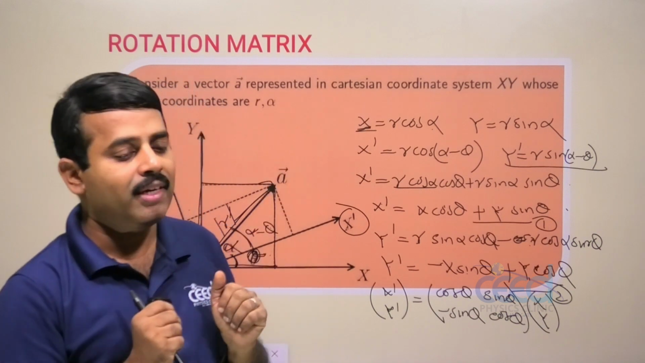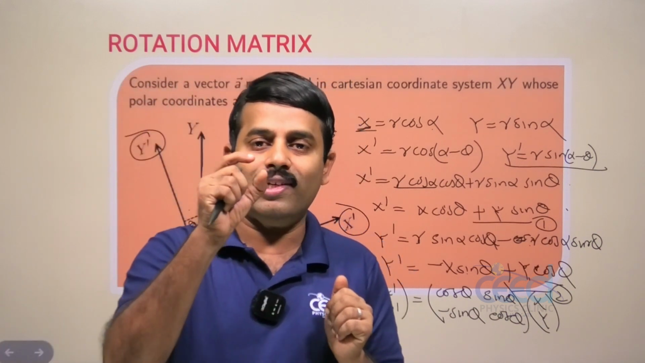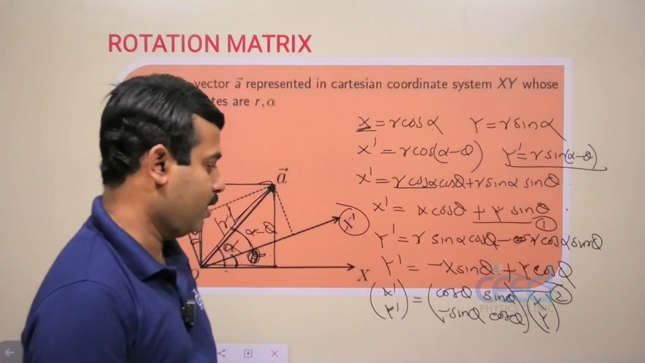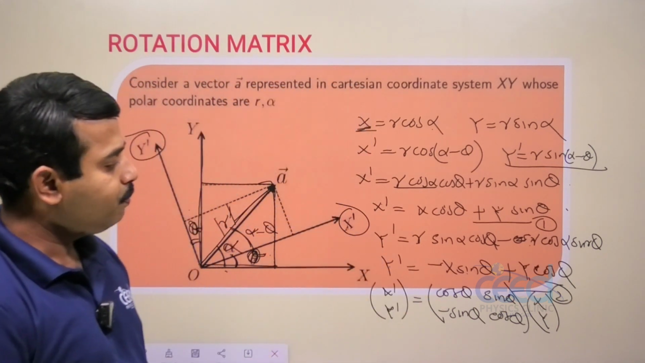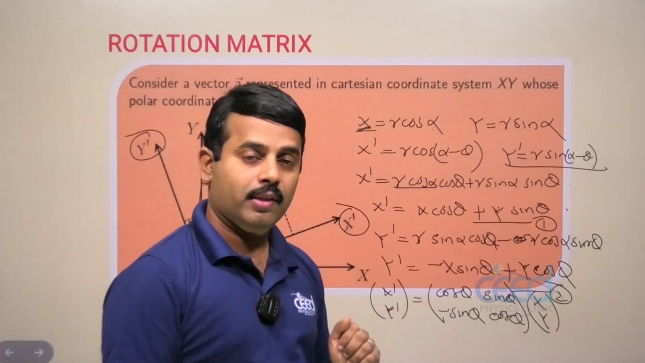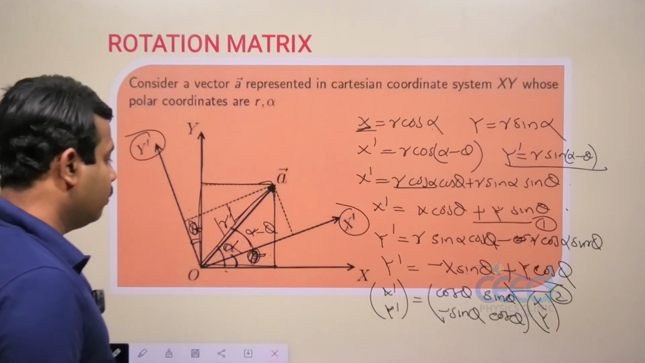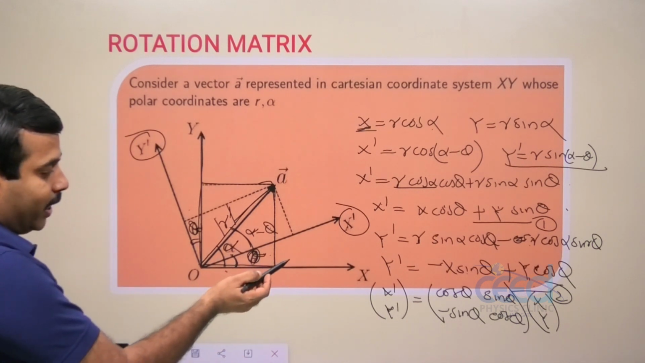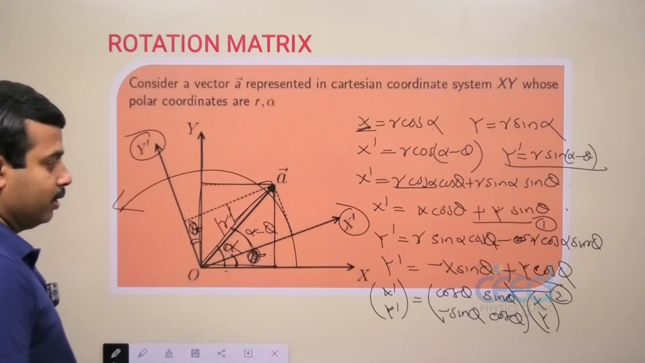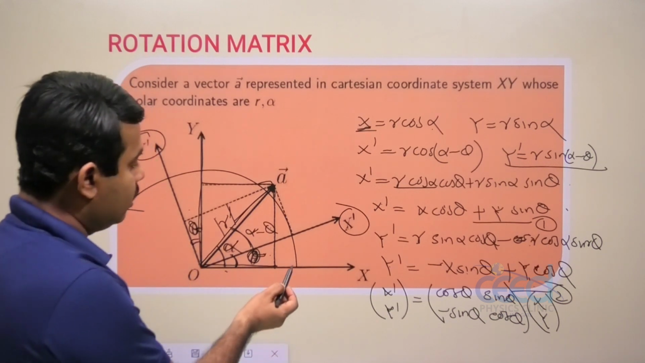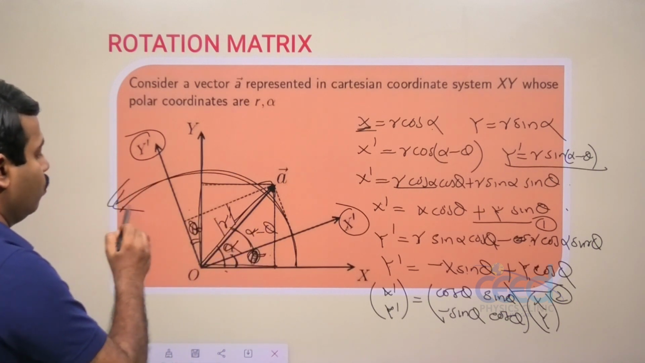This particular matrix is called a rotational matrix, right? Now suppose you want to write x y from it. How do you write it? One important thing you have to remember here: we rotated the axis anti-clockwise like this.